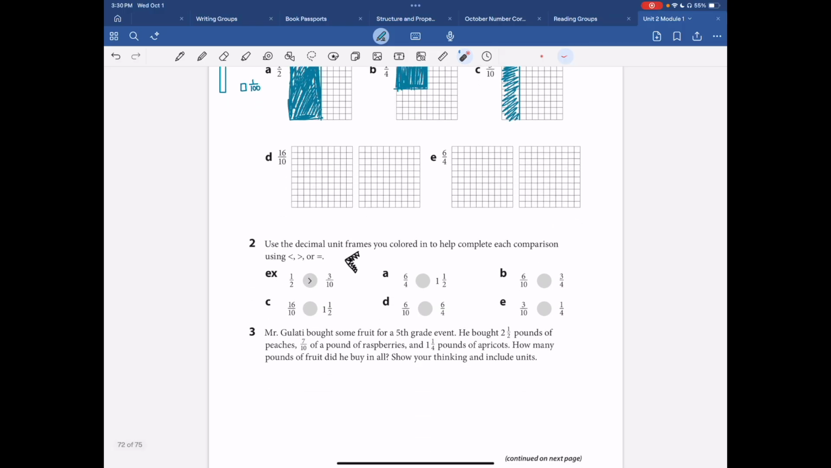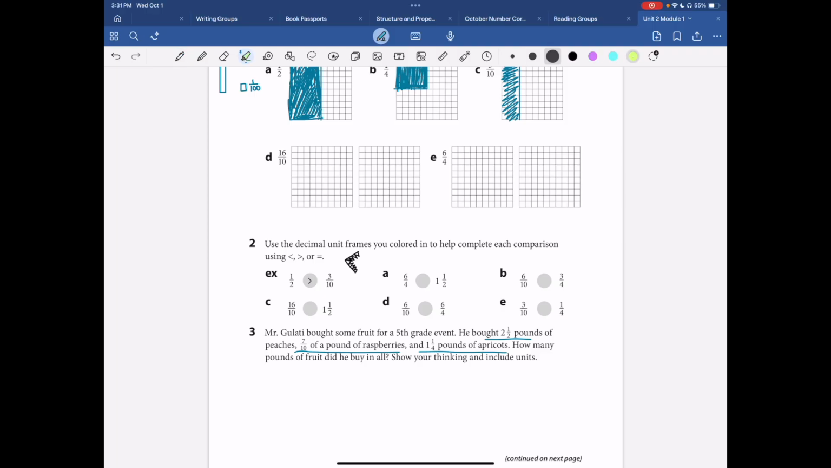All right, we have a story problem for number 3. It says Mr. Gugliotti bought some fresh fruit for a 5th grade event. He bought 2.5 pounds of peaches, 7/10 of a pound of raspberries, and 1 1/4 pounds of apricots. How many pounds of fruit did he buy in all? Show your thinking and include your units.